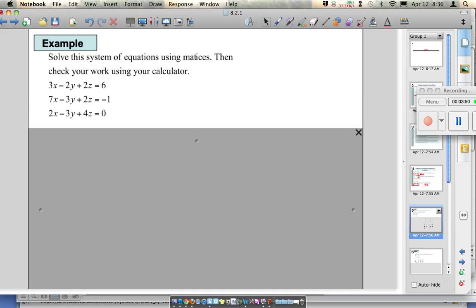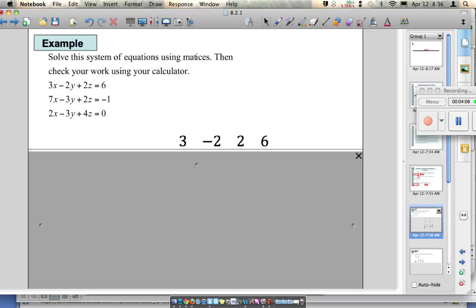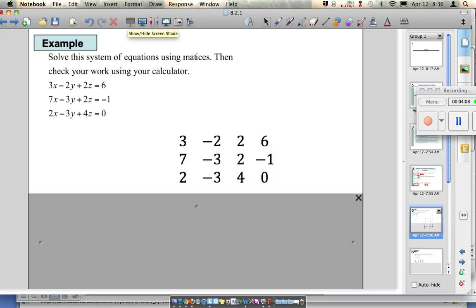Solve this system of equations using matrices, then check your work using your calculator. Now we've talked in class about how we're not going to use the matrix operations at this point anymore. It's good practice, so keep trying that, using your calculator to check your answers. We're simply going to enter into our calculator this matrix that we see here in augmented form.